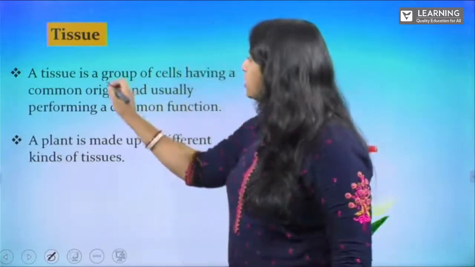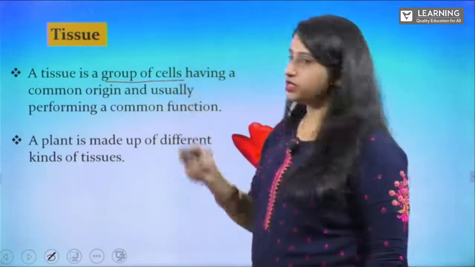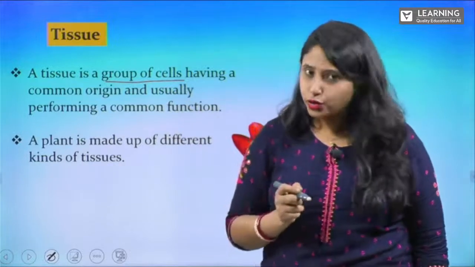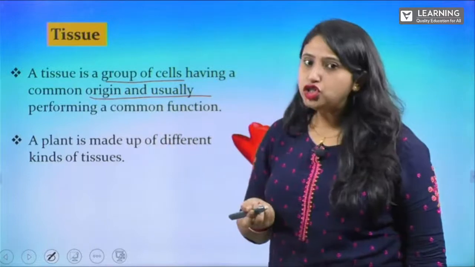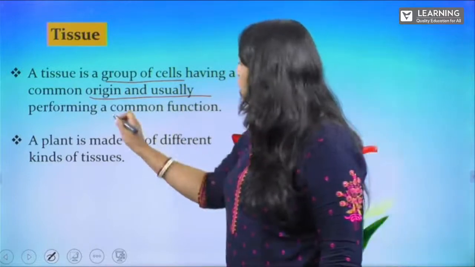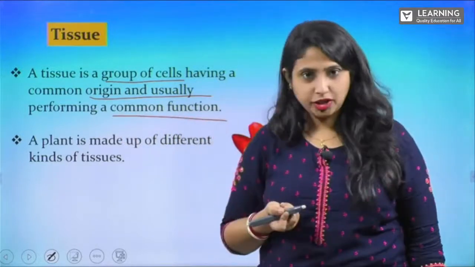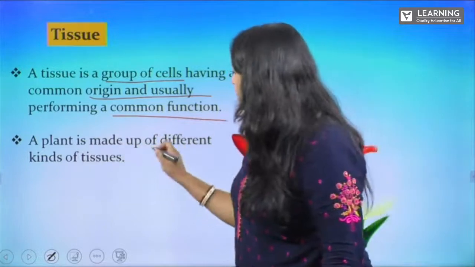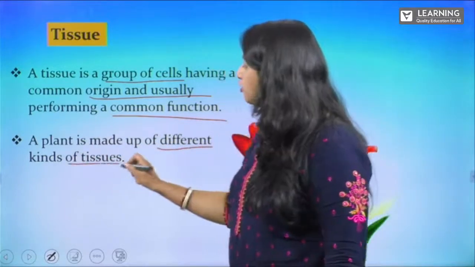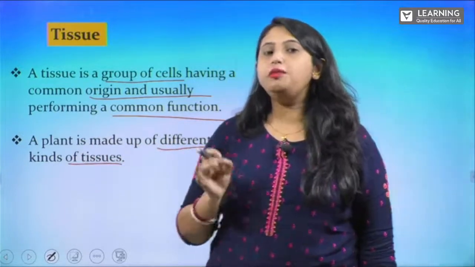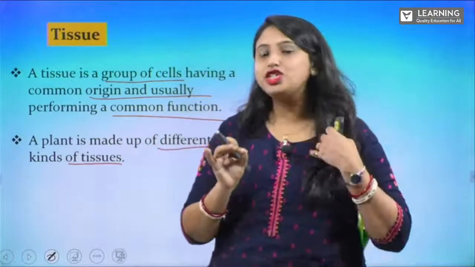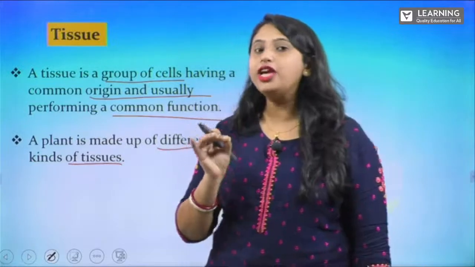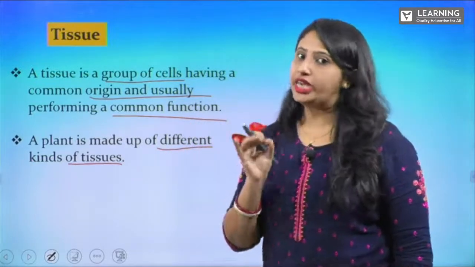A tissue is a group of cells. It is a group of cells having a common origin and usually performing a common function. So a plant is made up of different kinds of tissue, and these tissues have different functions in plants.